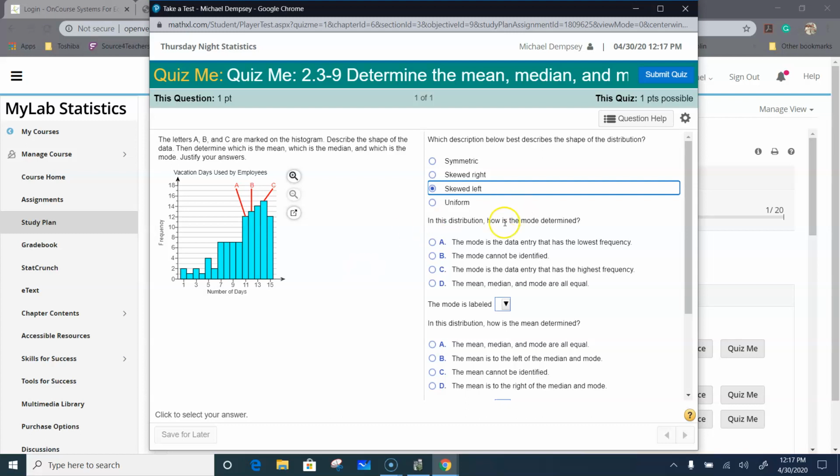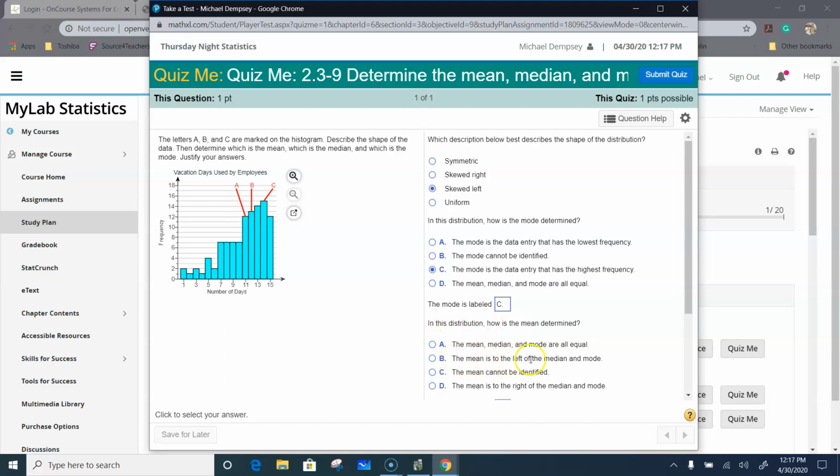How is the mode determined, right? The mode is the number that occurs most often, so it's the entry that has the highest frequency. Okay. The mode here, the highest frequency would be C, right? That's the highest peak in the graph. Now, because it's skewed to the left, we could expect the mean to be a little bit smaller than the median. So how is the mean, in this distribution, how is the mean determined?